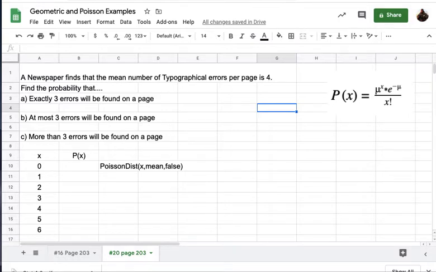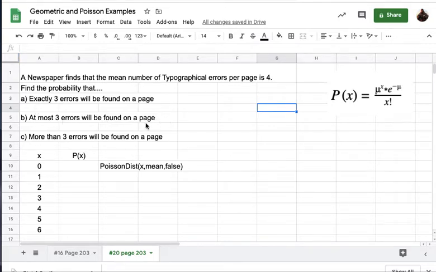So this is number 20 on page 203. It reads, a newspaper finds that the mean number of typographical errors per page in the newspaper is 4. So again, we've got this mean number of errors is 4, and our interval is per page. Find the probability that on some randomly selected page, there will be exactly 3 errors found. There will be, or at most 3 errors found.